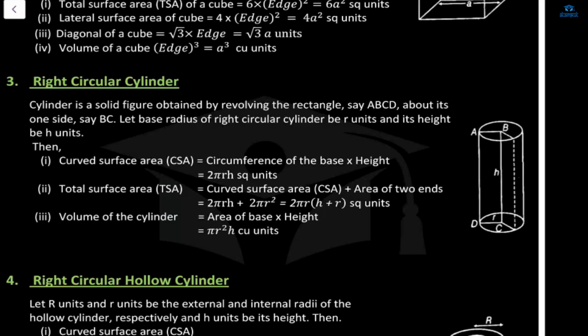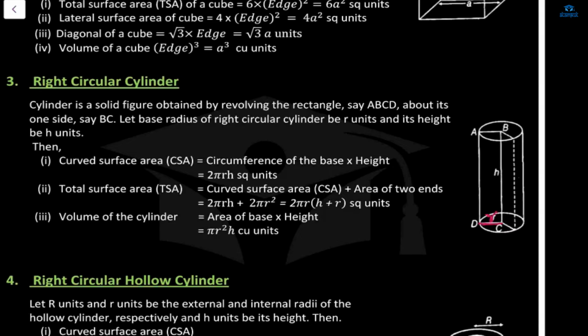Here in the cylinder, you can see the base is in a circular form. Here R is the radius, and the height is H. Now we have the curved surface area, the total surface area, and the volume. All these three will be there. Now what will be the curved surface area of the cylinder?